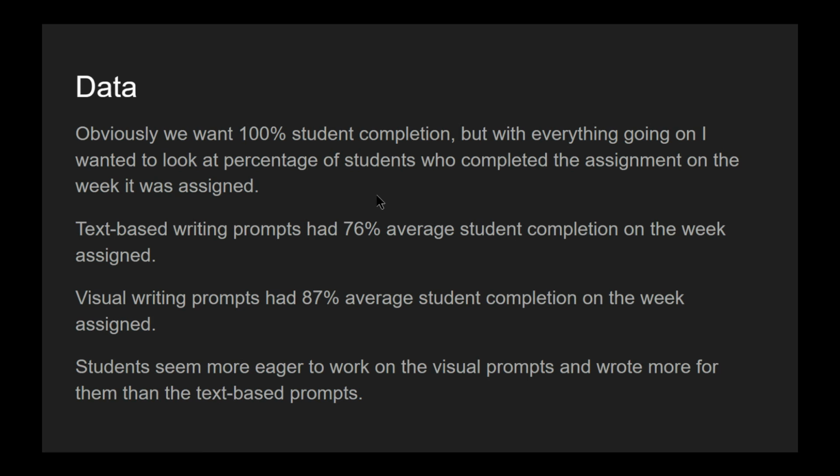And this isn't concrete by any means, but it leads me to believe that the students are a little more eager to work on the visual prompts. It maybe fires their imagination up a little faster, and they wrote more. Looking at the responses, just that alone, you can see that they've written more on the visual prompts than they did on the text-based prompts.